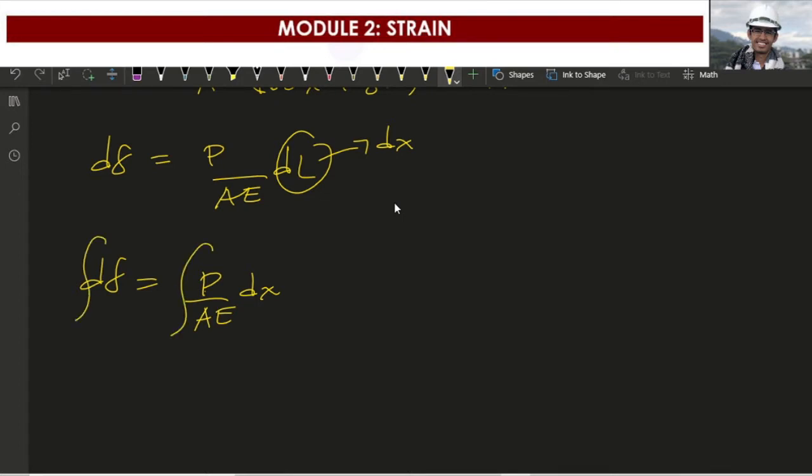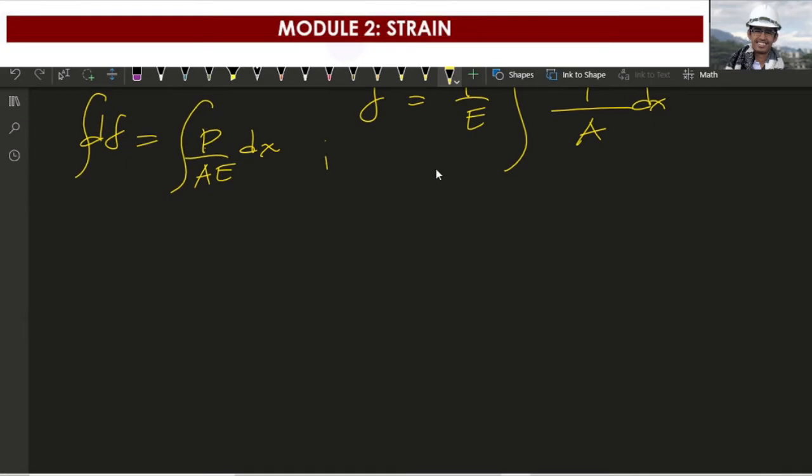So matitira na lang dito, that will be D is equal to the differential constant, yung P and E natin, tama? So pwede natin siyang ilabas, so that will be P over E, the integral of 1 over the area dx. So we can substitute. So this one is yung elongation natin. So elongation is equal to P over E, the integral of 1 over A dx. Okay, so substitute na lang natin.